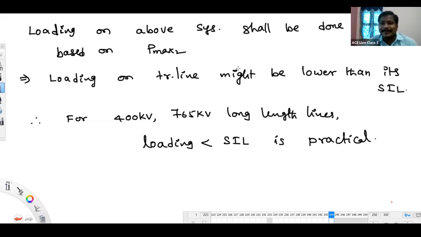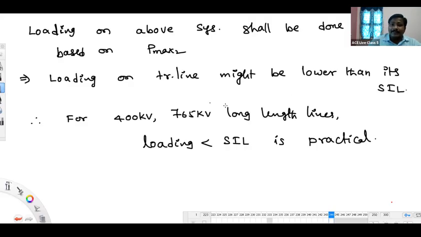As a single question, in an interview some people might ask you which type of loading is practical on overhead lines. What do you have to answer? Is it loading equal to SIL, more than SIL, or less than SIL? Which is practical? All three will be practical, no? All three will be practical. It depends upon the length of the line.